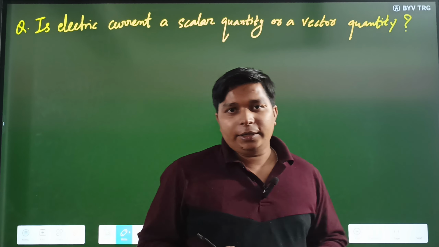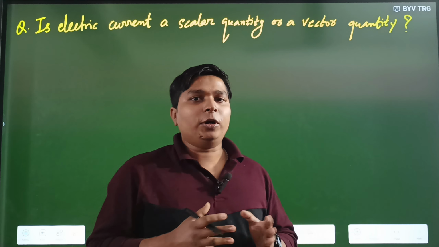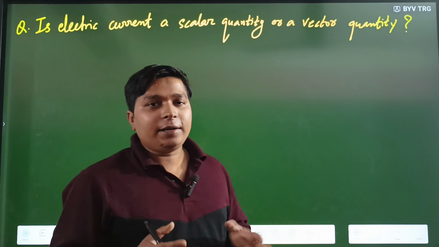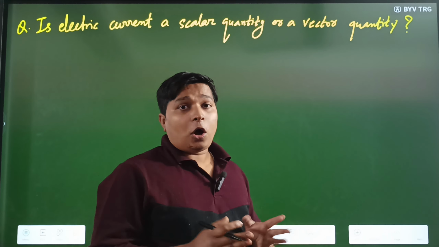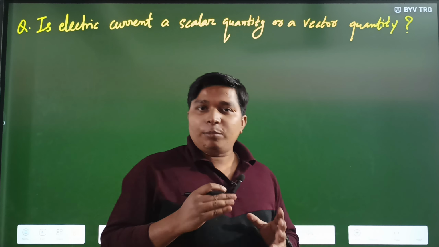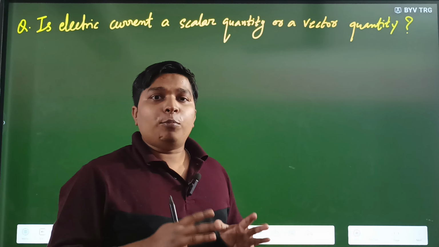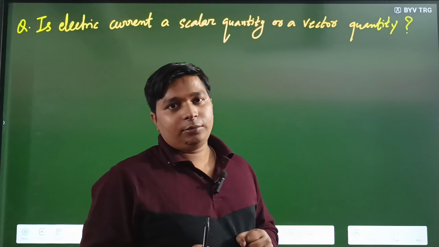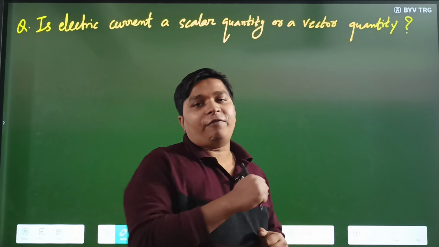Today in the morning, a class 12th student asked me a very common question. Is electric current a scalar or a vector? Now we know scalar quantities are those quantities which have only magnitude, and vector quantities are those quantities which have both magnitude and direction. But there is a nuance hidden in the definition of a vector.